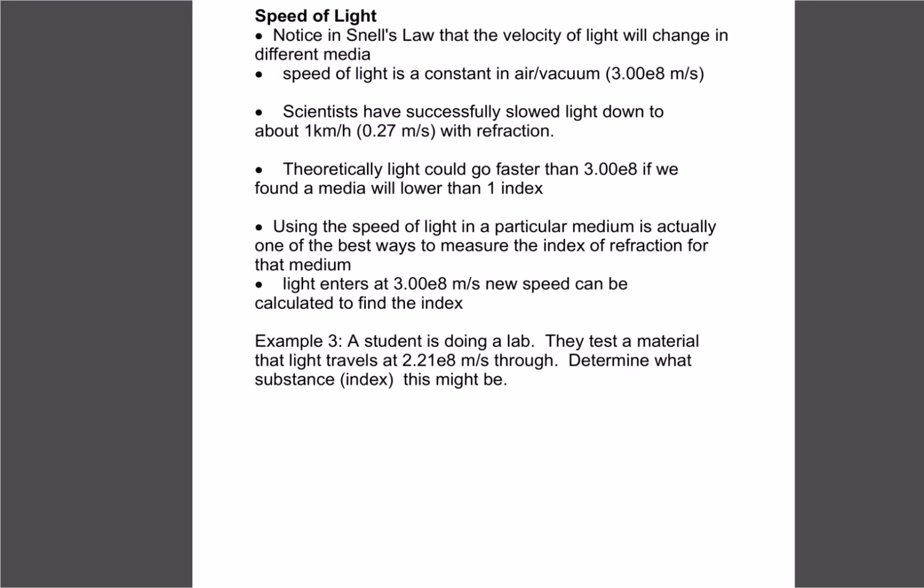With the speed of light, if we notice that in our formula we have v1 over v2, the speed of light is going to change when it goes into a different medium. The 3 to the 8 number that we use is for air, or more specifically in a vacuum going through space. It would be slightly slower in air due to the air particles, but we still just use 3 to the 8th for air.